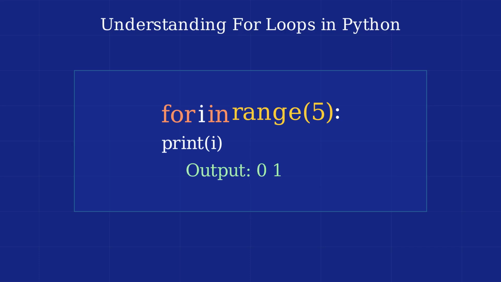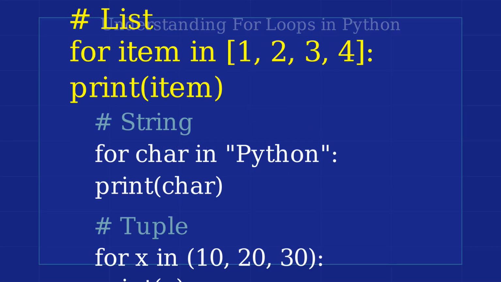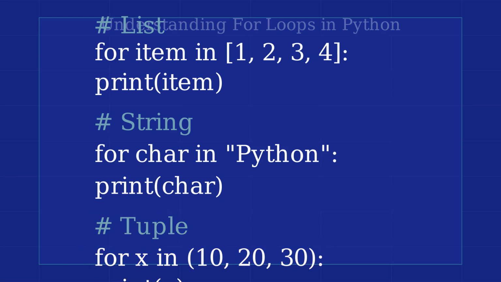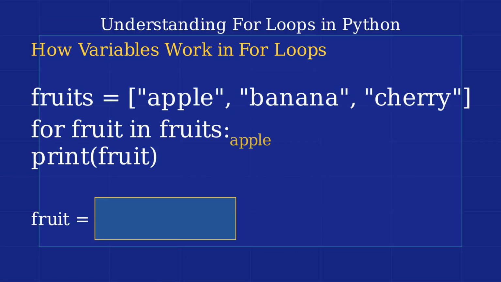For i in range(5), we'll iterate from 0 to 4. During each iteration, the variable i takes on the current value. Python for loops can iterate over various sequence types, including lists, strings, and tuples. During each iteration, the loop variable takes the value of the current element in the sequence. Let's see how the variable fruit takes on each value in our list of fruits.